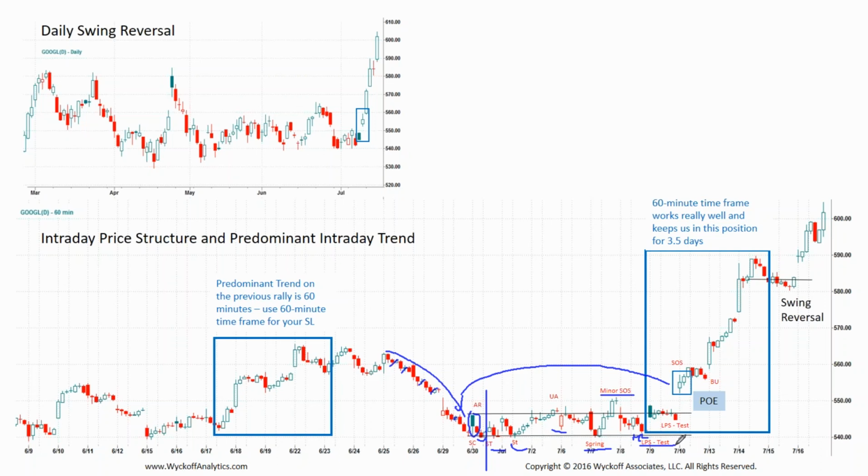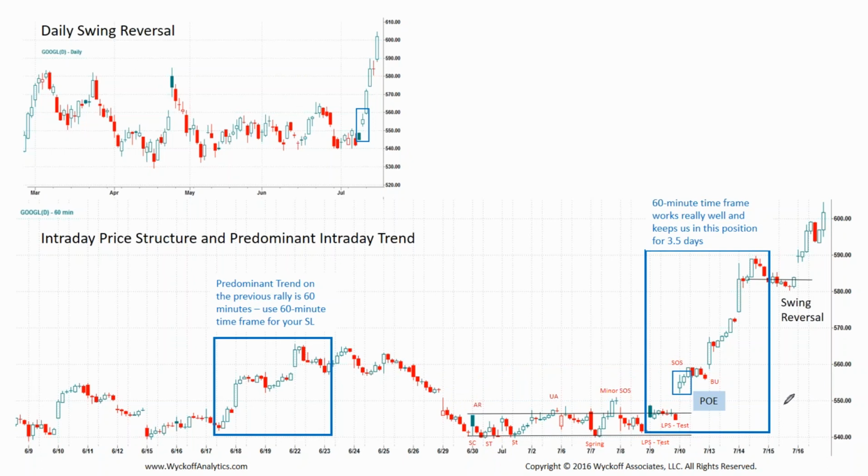So we'll label it LPSY test of the spring. Next one, LPSY test of the spring. Final commitment above, sign of strength, and a backing up action which does not even come back to the support, and that shows strong structural strength.